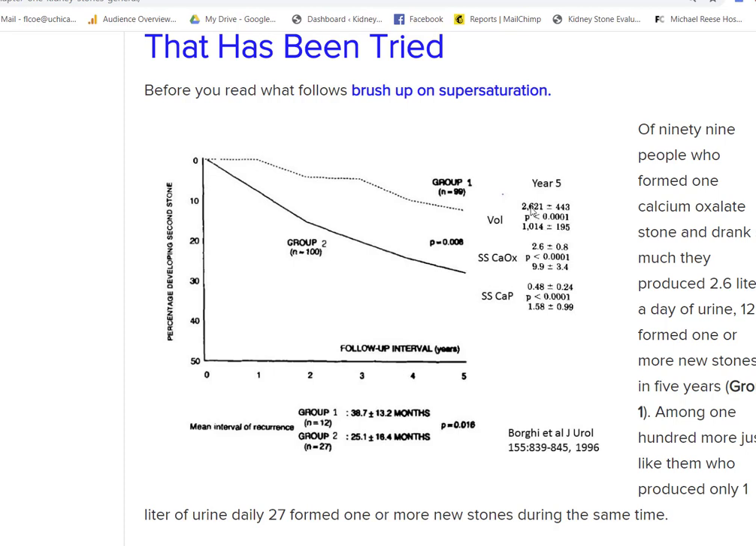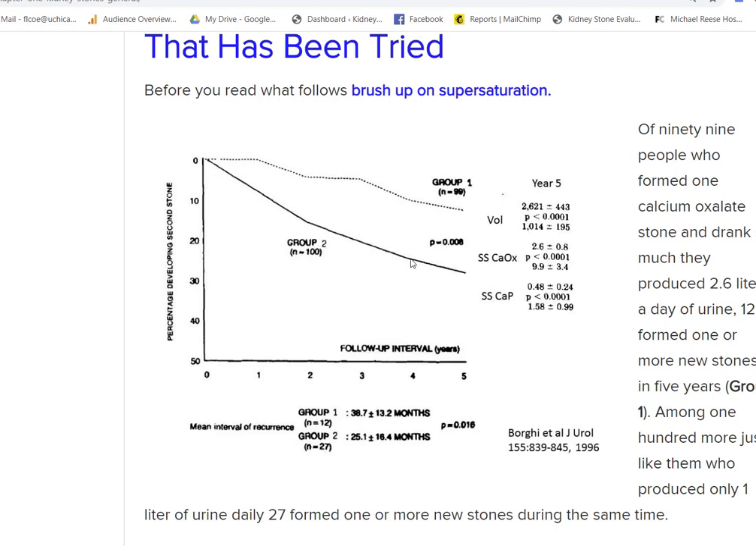They went up a whole liter more. This is a huge urine volume. Of course, the supersaturation for calcium oxalate went from 9 to 2, and for calcium phosphate from 1.5, which is too high, to under 1. So the good news is water will work. And here's the outcome. At the end of 5 years, 12 people, that's 12%, of group 1 had made a new stone. 27 people made a new stone in group 2.